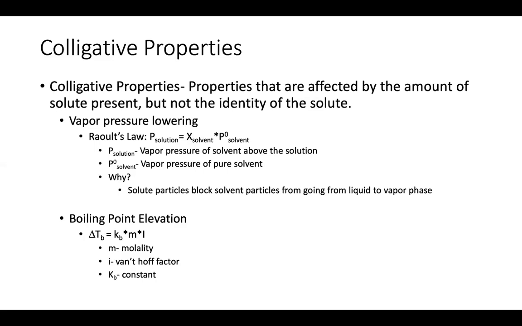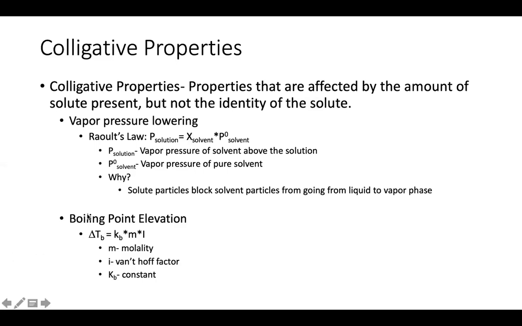And then in case you face any theoretical questions about this down the road, you might be asked, why does the vapor pressure lower? And basically what happens is the solute particles are blocking the solvent particles from going from the liquid portion up to the vapor gas phase, right? Kind of just knowing that these solute particles block the solvent particles is enough. Okay, that's why we see the decrease in vapor pressure.